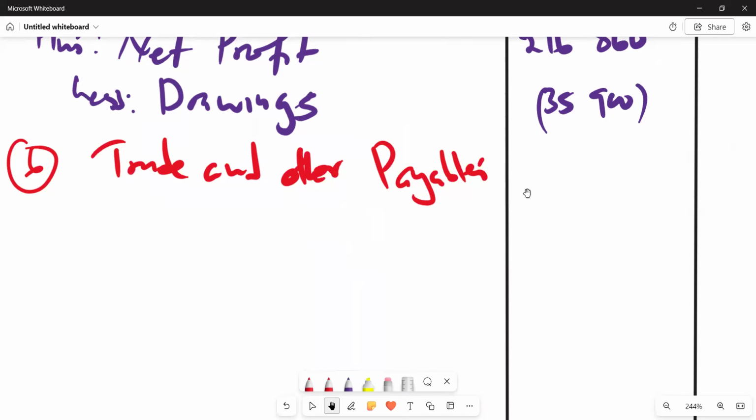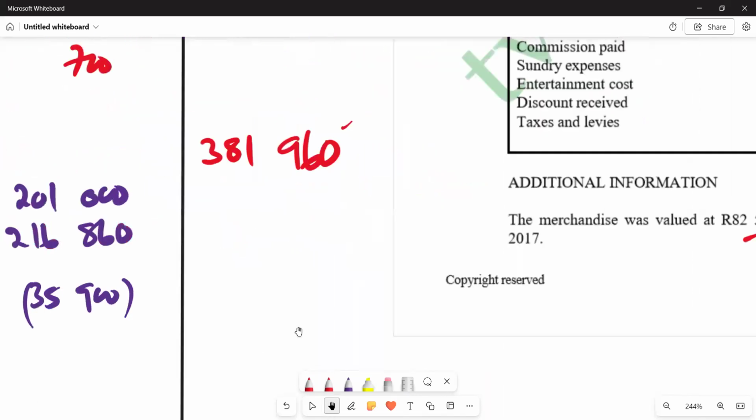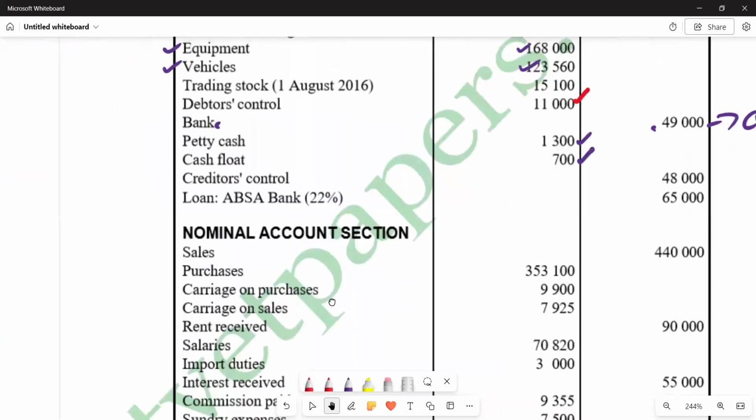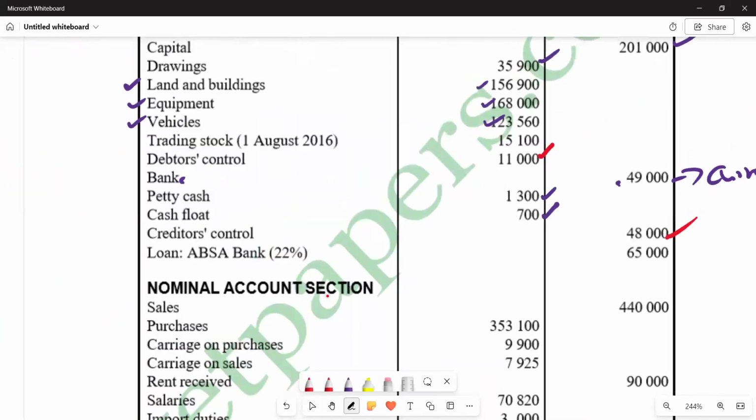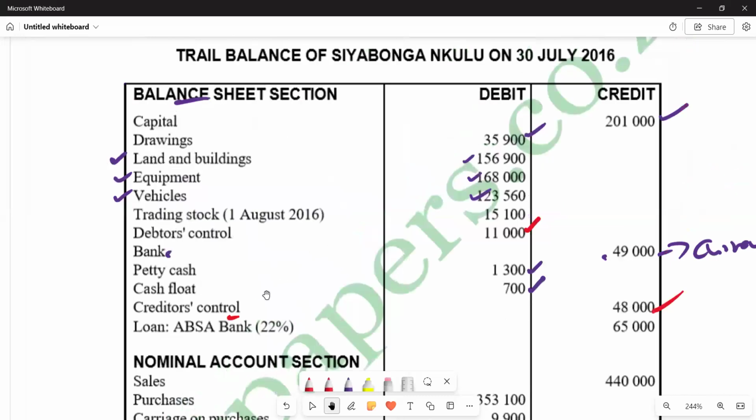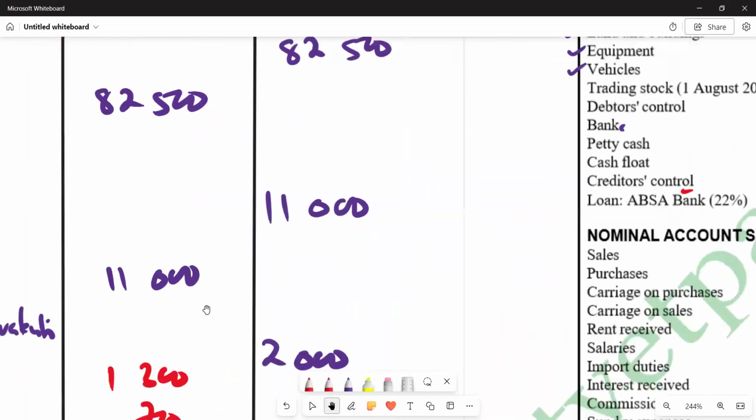So if you go to the question and try to find out about those elements, let's just see. Obviously, we will start with the creditors control figure, which is here, which is 48,000. Then we look for prepayments of income and accruals of expenses. We see that in our balance sheet section, we don't have such, so we are only going to put our creditors control as our trade and other payables.